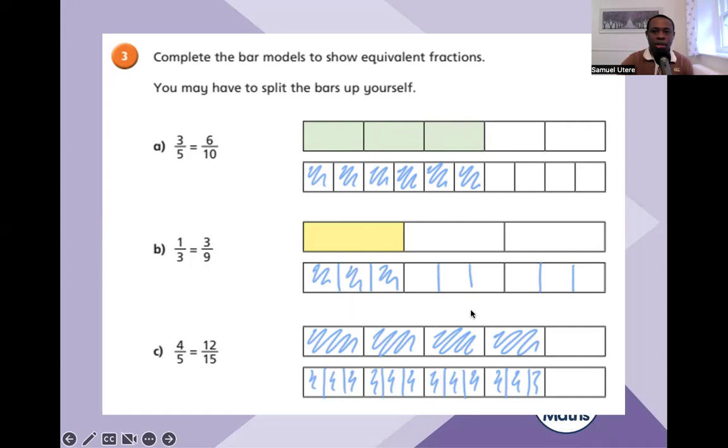Here, you need to split them into equal parts because it's not been done. So here we'll have 3/9. Here you have to show that, so 4/5 will mean shading 4 parts. 12/15 will mean shading an equal number of parts, but here you have to split these into 15 parts if you wish to do so.